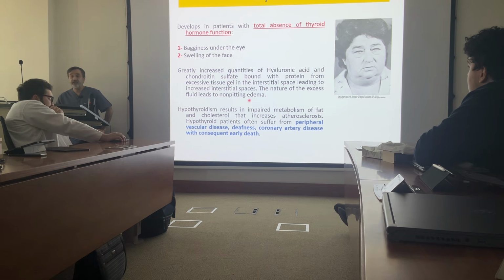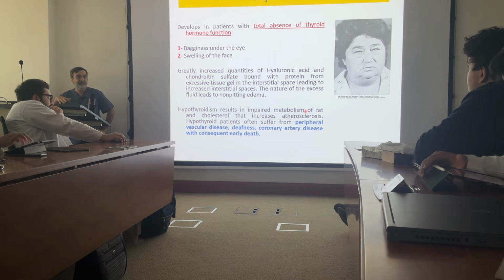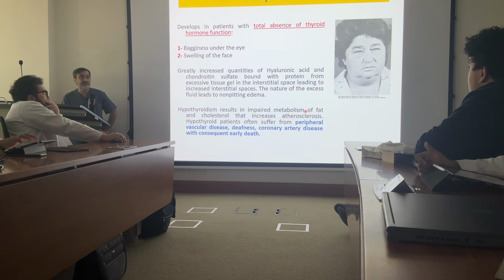Hypothyroid patients also have impaired metabolism of fat, so they would have hyperlipidemia, or cholesterol levels are going to be high. They can suffer from coronary artery disease because of high levels of cholesterol and hyperlipidemia.